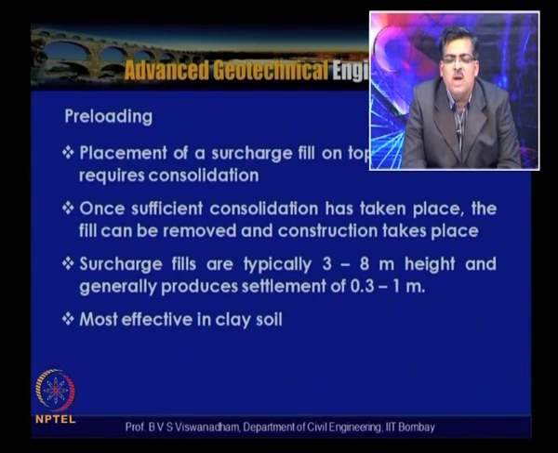That means that if the total height, including the temporary fill and permanent fill, is let us say 10 meters, and the temporary fill happens to be 3 meters, then the 3 meters can be removed and we are left with 7 meters, so that after the consolidation it can be left with the permanent loading. Once sufficient consolidation has taken place, the fill can be removed and construction can take place. These surcharge fills are typically of limited height, like 3 to 8 meters, and generally produce settlements in the range of 0.3 to 1 meter.